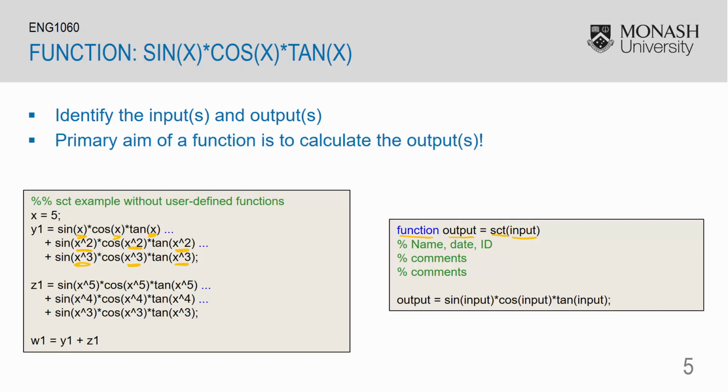Now the primary aim of a function is always to calculate what the output is. Since our output variable is conveniently called output, we can define the output variable in the function file itself. So output in this case is equal to sine of our input times cos of input times tan of input. And this is basically it. This is our SCT function file.